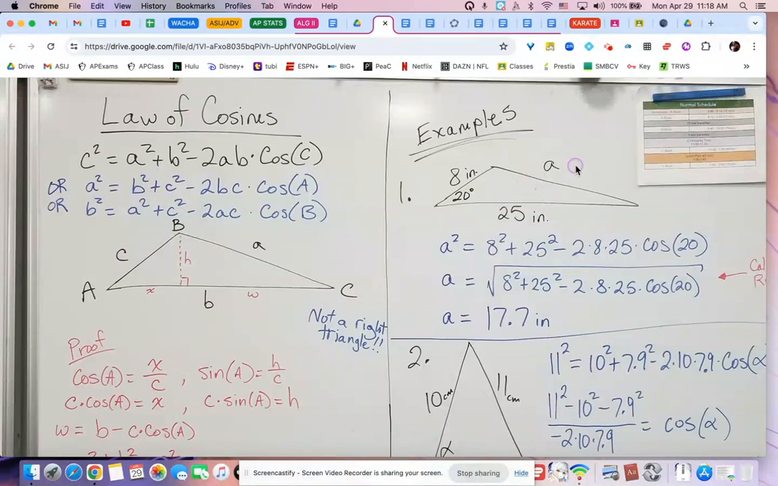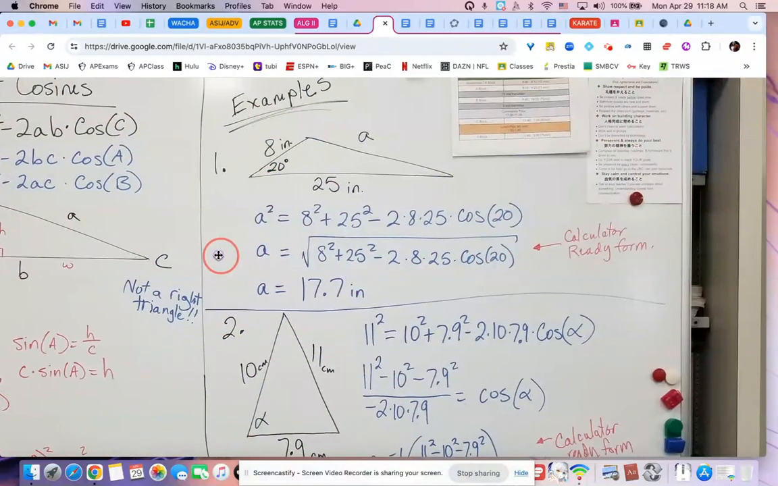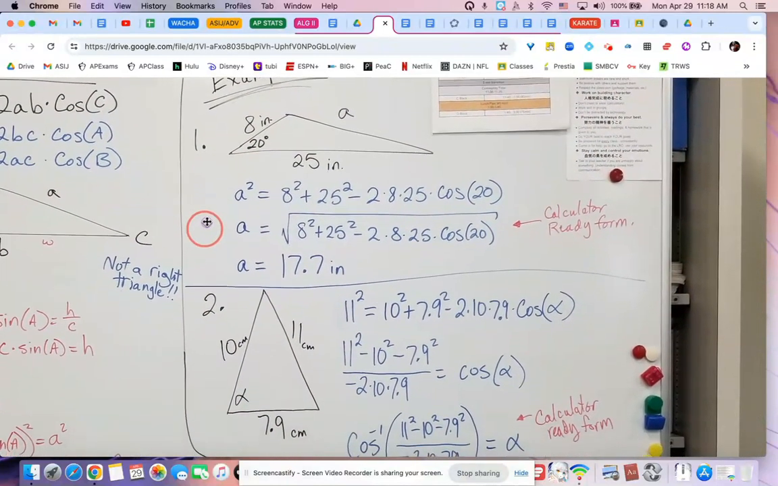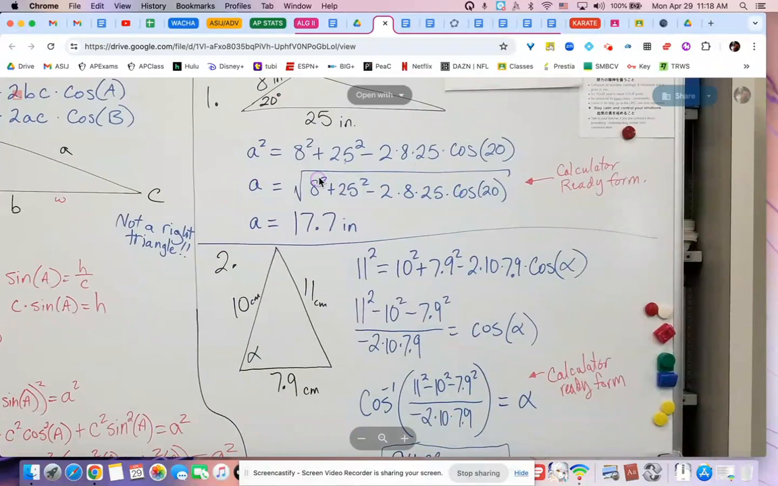You can label these any way you want. If you're like, I don't like A, I want to call it C. Okay, go ahead. I don't really care as long as you show me what you're doing. All right, no problem. It's just labeling, right? But you just have to plug them in. What's your A, what's your B, what's your C, and just plug them in. Okay, in this case, we're solving for side length.